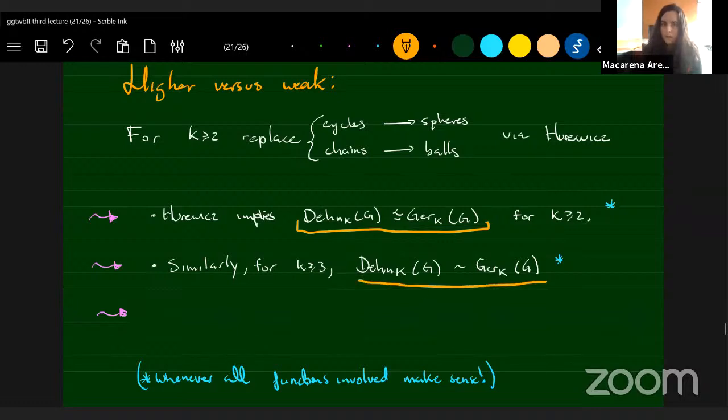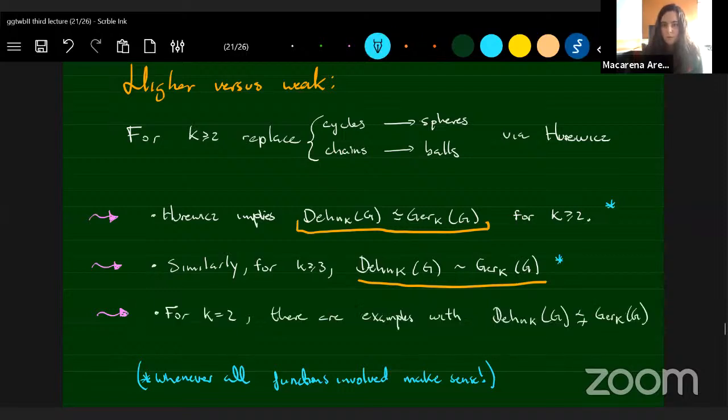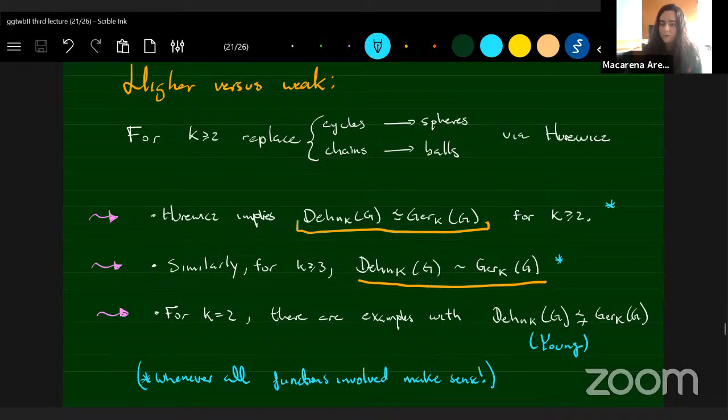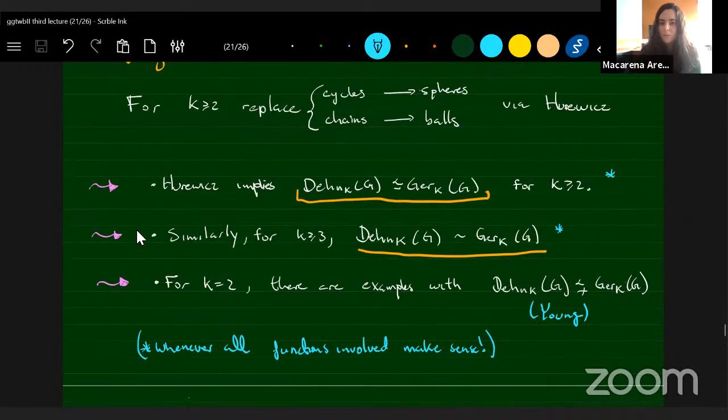In the remaining cases, what do we have? It's a theorem of Young that there are examples for which the second order Dehn function grows strictly slower than the second order weak isoperimetric function. And the remaining case is what happens when k equals 1.